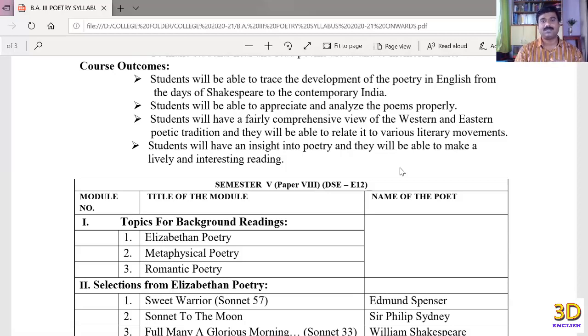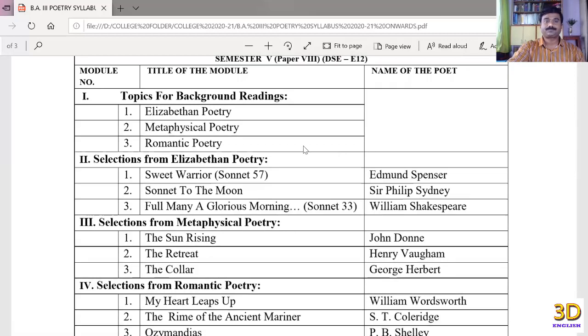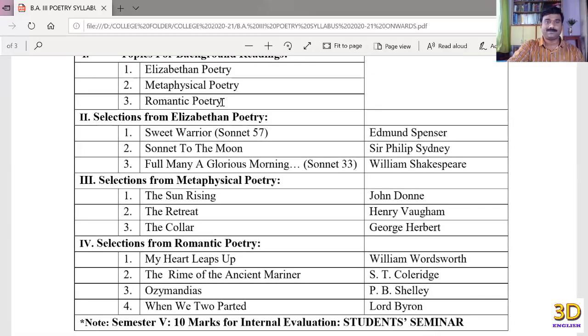So let us try to understand what we are going to learn from this syllabus. How is our syllabus? So friends, first of all, we have some survey topics, or you can call them historical topics. We are going to learn what is meant by Elizabethan poetry, what kind of poetry was created in the period of Queen Elizabeth. So the history behind it, we are going to learn from Elizabethan poetry. Next, we have metaphysical poetry and romantic poetry.